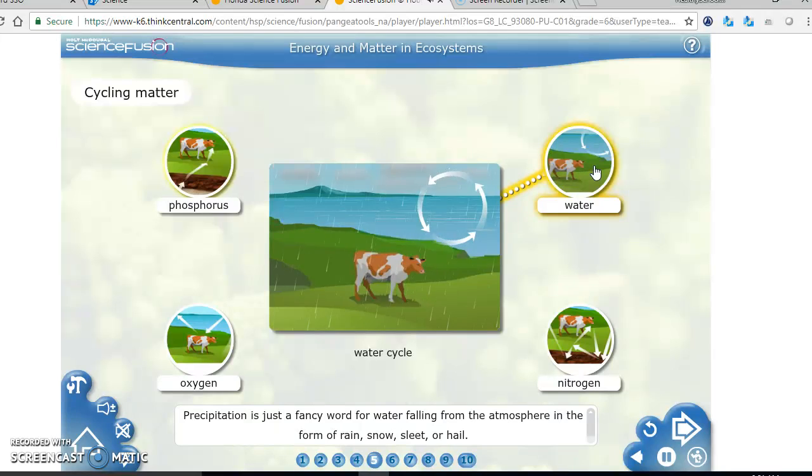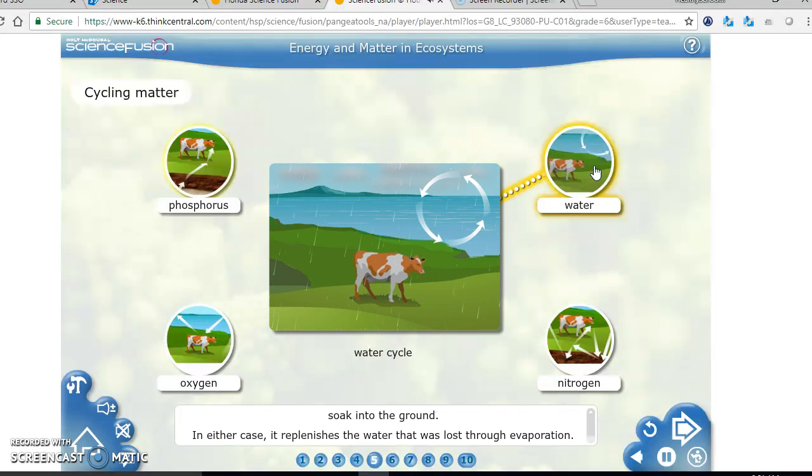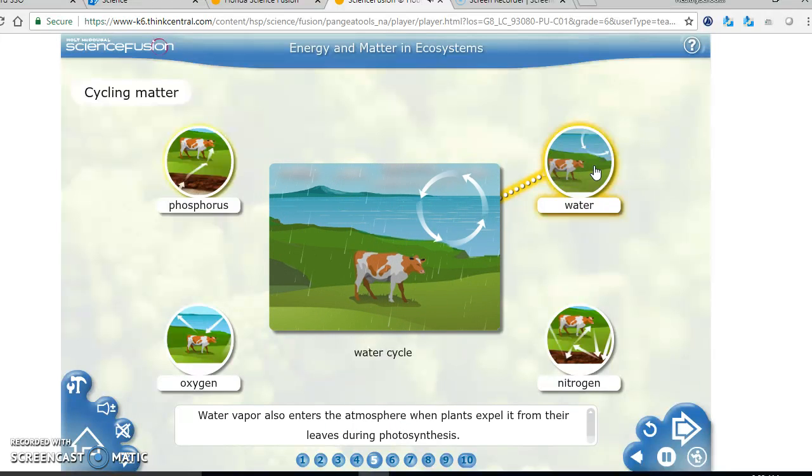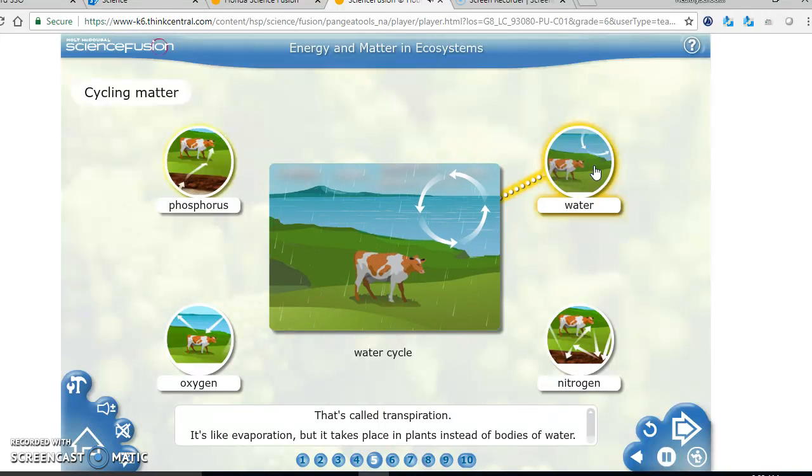Precipitation is just a fancy word for water falling from the atmosphere in the form of rain, snow, sleet, or hail. Precipitation can run off from the Earth's surface into bodies of water, or it can soak into the ground. In either case, it replenishes the water that was lost through evaporation. Water vapor also enters the atmosphere when plants expel it from their leaves during photosynthesis, that's called transpiration. It's like evaporation, but it takes place in plants instead of bodies of water.